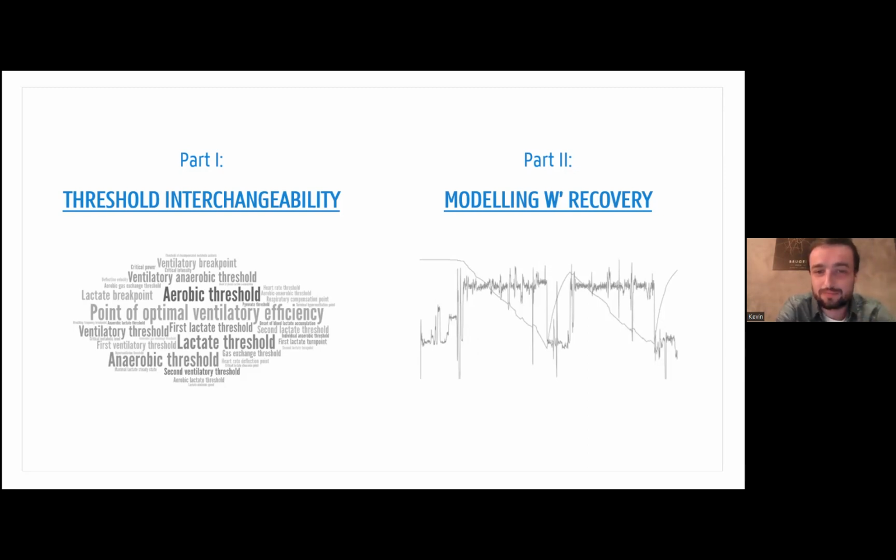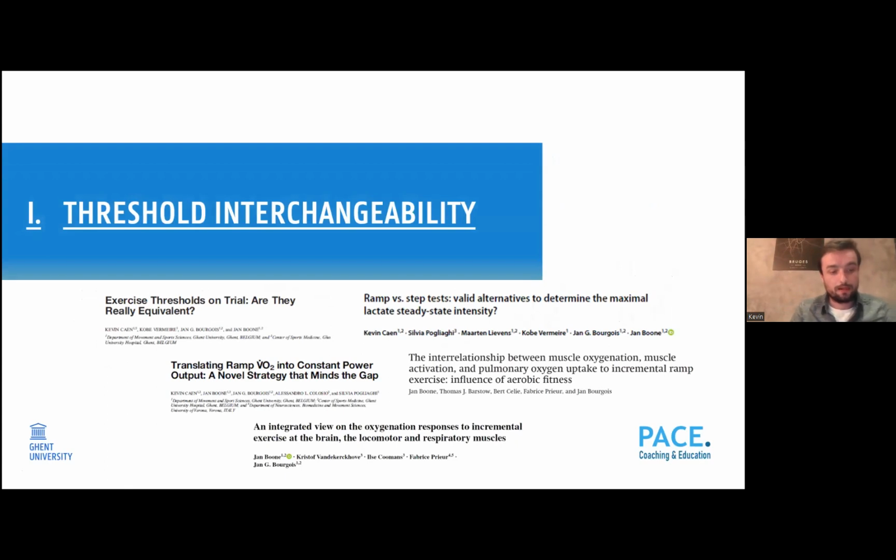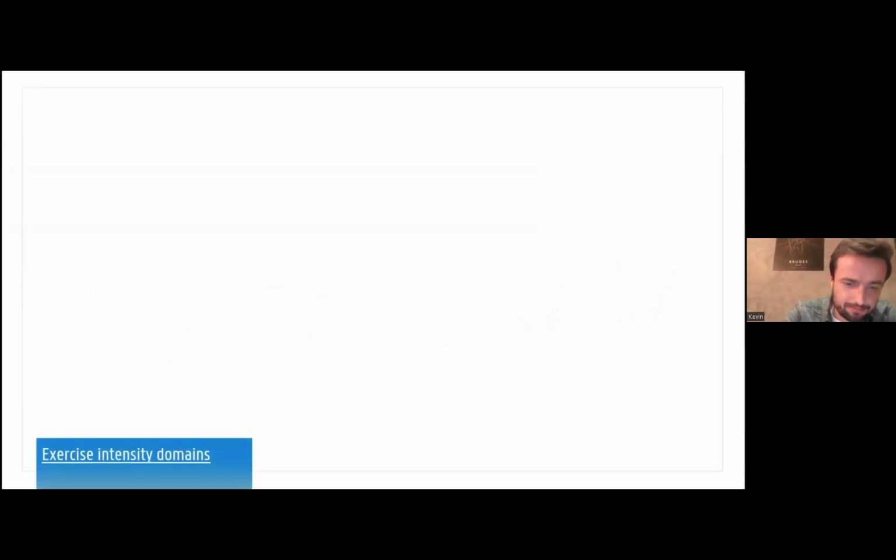And also the interchangeability of critical power with other thresholds, which are commonly used in practice, is quite a hot topic in scientific literature. So first part, I will focus on CP and on the interchangeability or the equivalence of CP with other commonly used thresholds in practice. And then the second part, I will focus more on the work I've done on the modeling of W prime recovery. So of the studies I've done, I picked out one. It's the latest one we did.